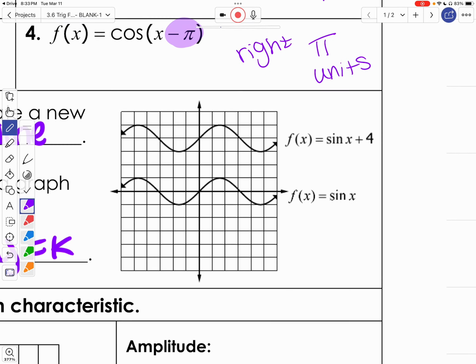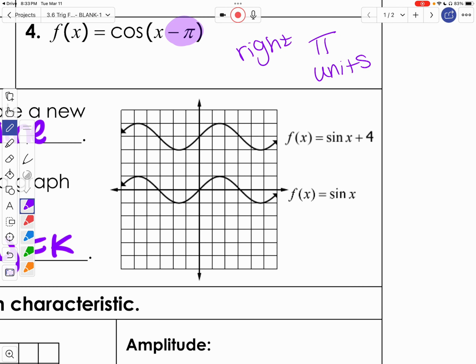So for example, if I look at these two, my parent function is my original function. It has no h's, no k's, no nothing. And the middle of this graph is here at 0. And that midline is going to help us count amplitude. So amplitude goes from the top just to the midline.